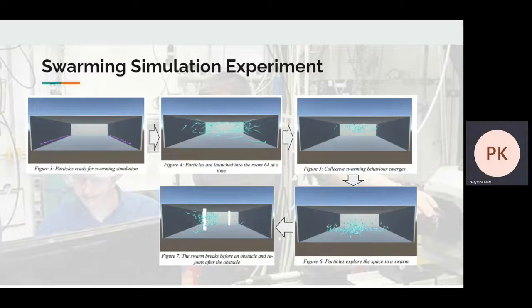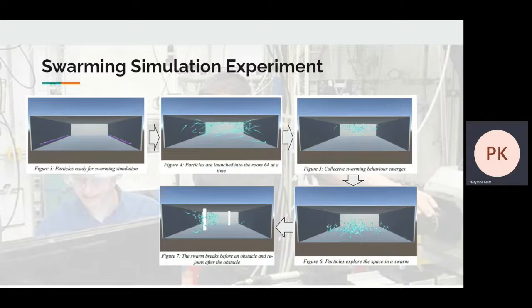Soon after the particles are launched into the room, collective behavior is developed and a swarm emerges as a result of local rules on the particle level. This is seen in the third figure. The swarm subsequently explores the space driven by its collective behavior. Swarming particles are equipped with trails proportional to their speed to help with the observation of movement.